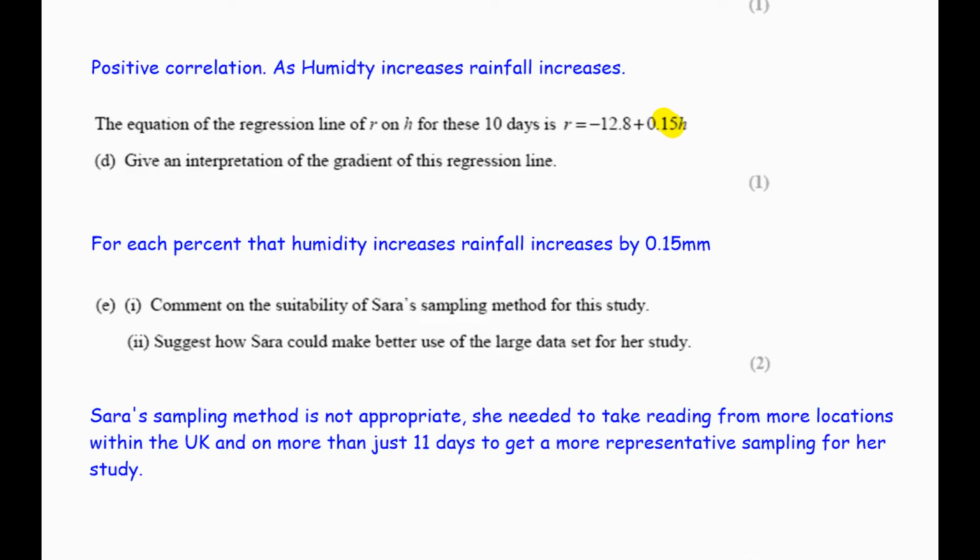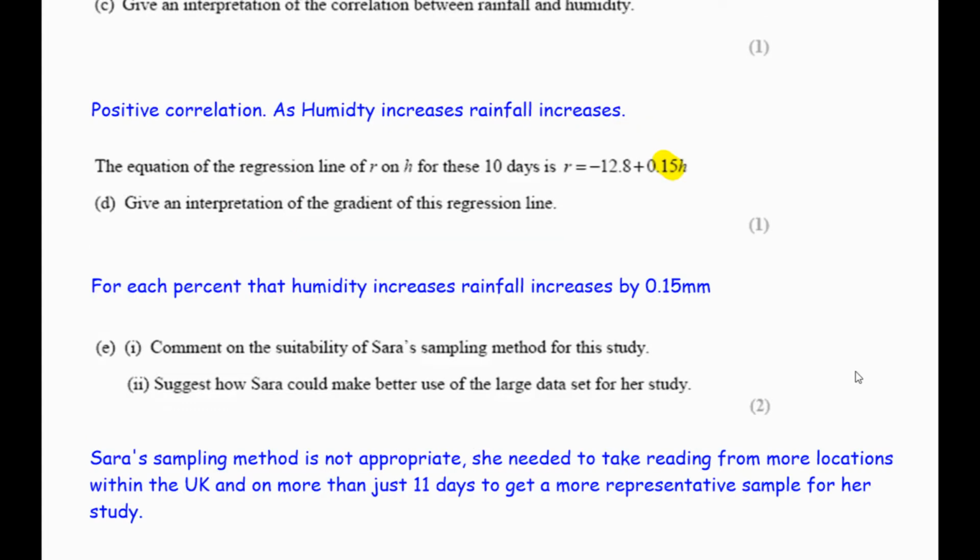Okay, so Sarah's sampling method is not appropriate. That's my response to part one: comment on the suitability. My suggestion to Sarah is that she needs to take more readings from more locations within the UK and on more than just 11 days. All right, 11 days is a very small sample size. She needs to increase that sample size to get a more representative sample for her study.